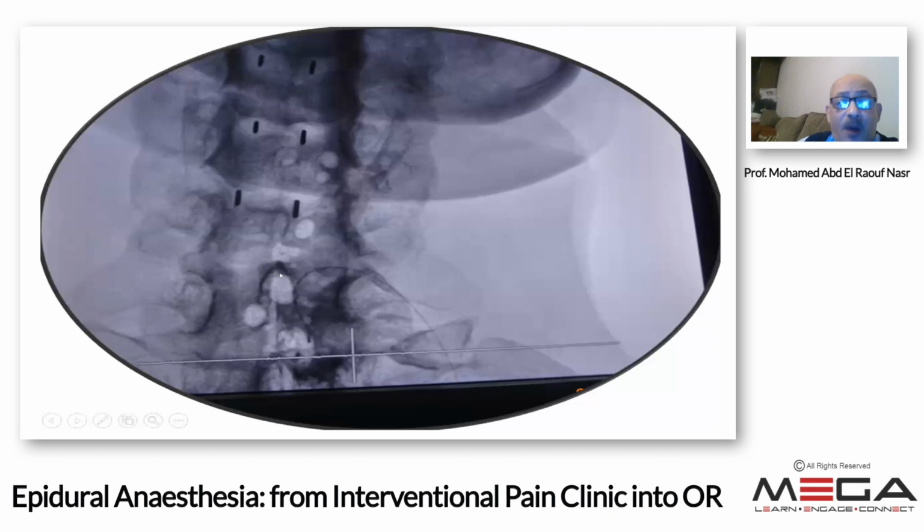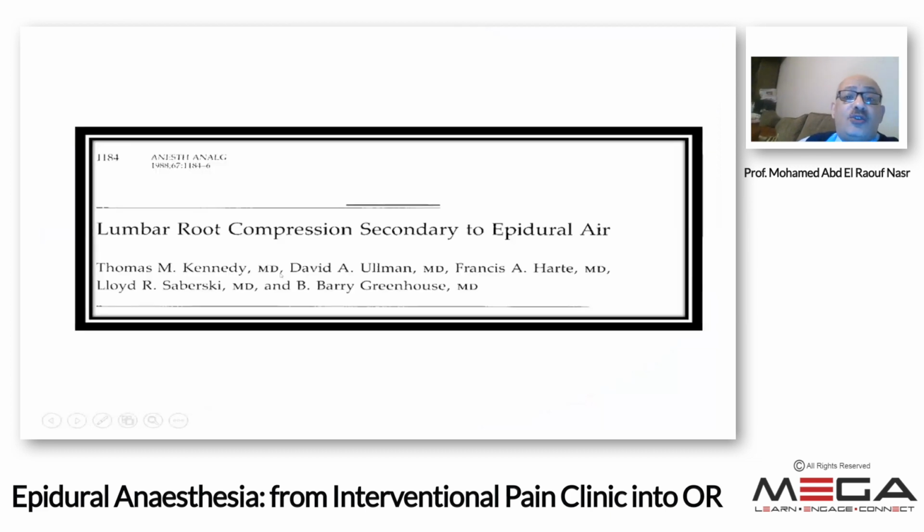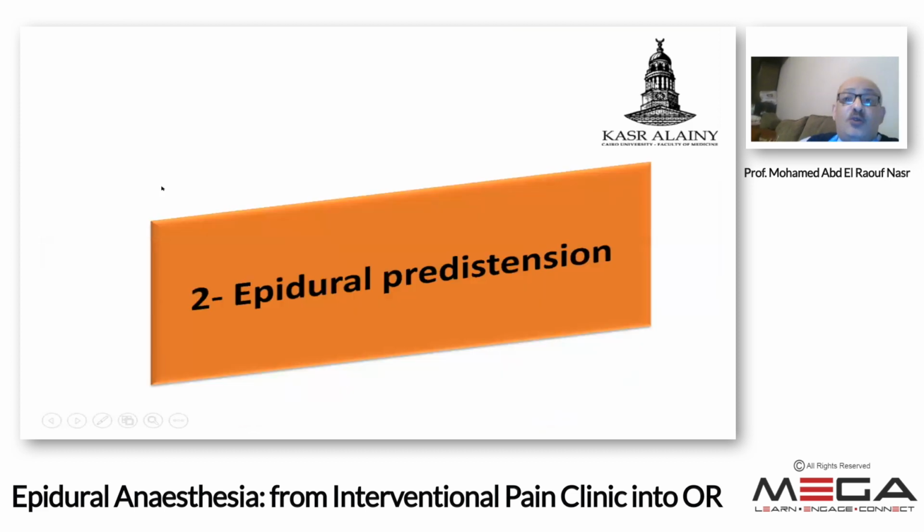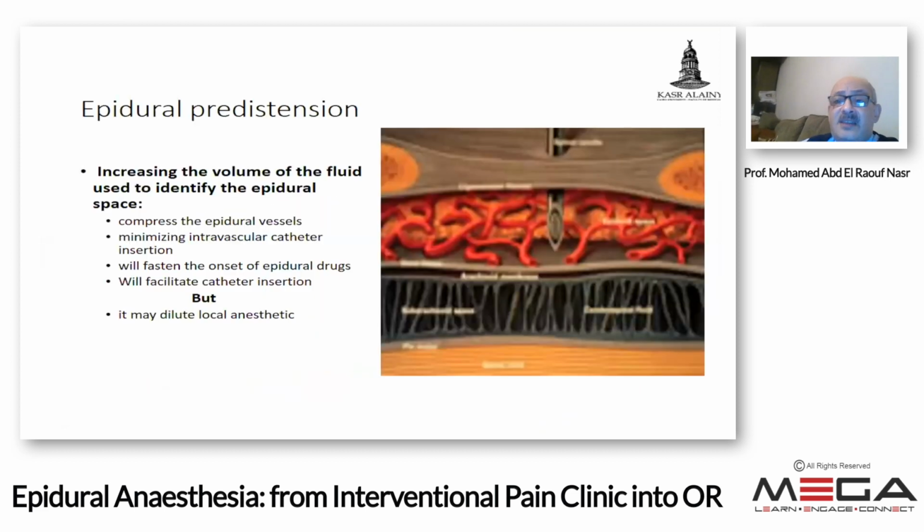And there is one publication in the literature that showed that air can compress a lumbar or sacral nerve root, causing nerve root compression, and you see air in the CT scan. Epidural predistension, as I said in the beginning, you have a space. If you put your needle in the epidural space, then you predistend the space with a big amount of volume.